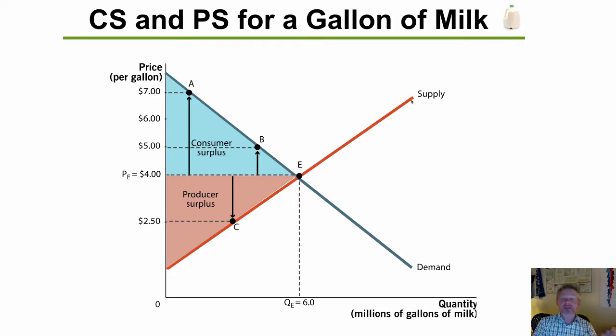All of these suppliers have a willingness to sell that is above the equilibrium price. All of these consumers have a willingness to buy that is below the equilibrium price, so they can't find a way to buy it. They would if the price fell, some of these people would start buying. Similarly, if the price went up, some of these producers would start selling. But for now, at this equilibrium price, this is the consumer surplus, this is the producer surplus. The entire big triangle here is the total surplus for the gallon of milk in this market.